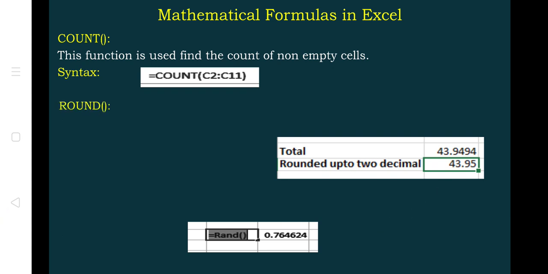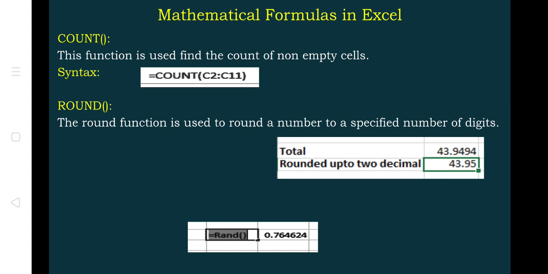And next is the ROUND function. It rounds the value of the given cell to 2 digits or 3 digits as we specify. For example, the value given is 43.9494. The function is equal to ROUND of number comma number of digits. So which number are you going to round, and to how many digits? Here it is given as 2 digits. So 43.9494 is rounded to 2 digits, and the answer is 43.95. Okay, this is how the ROUND function helps.